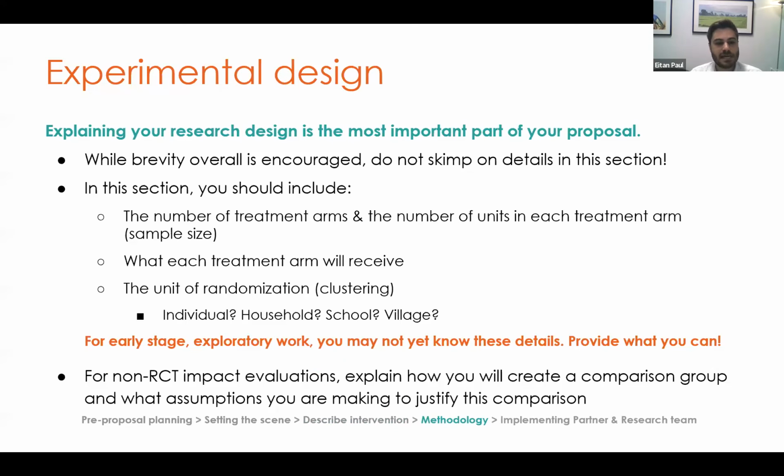So for the experimental design, this is important to present pretty specifically in terms of what the treatment arms will entail, the sample size for each treatment arm, and the level of randomization as well as the level of analysis. So for example, if it's an education intervention where you're interested in student performance, you might need to do the randomization at the classroom level or the school level, and this will have implications for the power calculations.